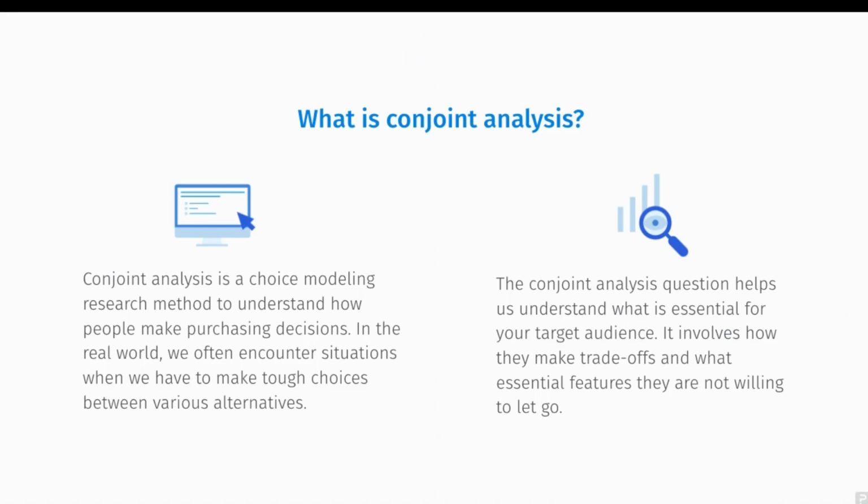Conjoint analysis is a choice modeling research method to understand how people make purchasing decisions. In the real world, we often encounter situations when we have to make tough choices between various alternatives. So the conjoint analysis question helps us understand what is essential for your target audience, and it involves how they make trade-offs and what essential features they are not willing to let go.